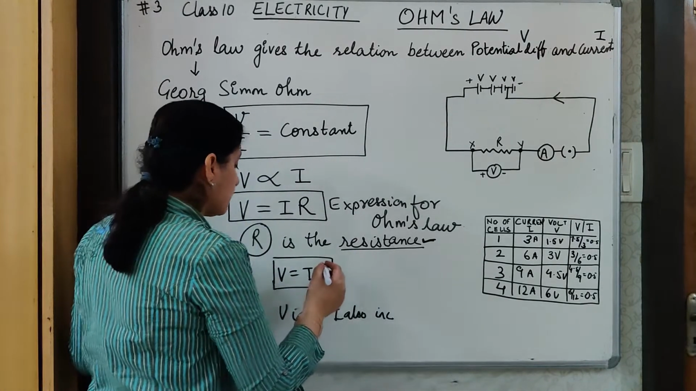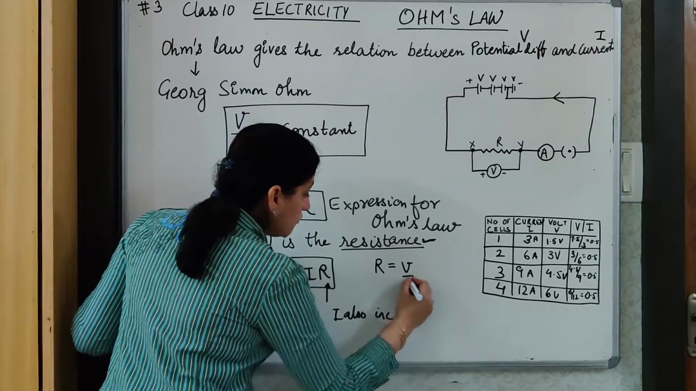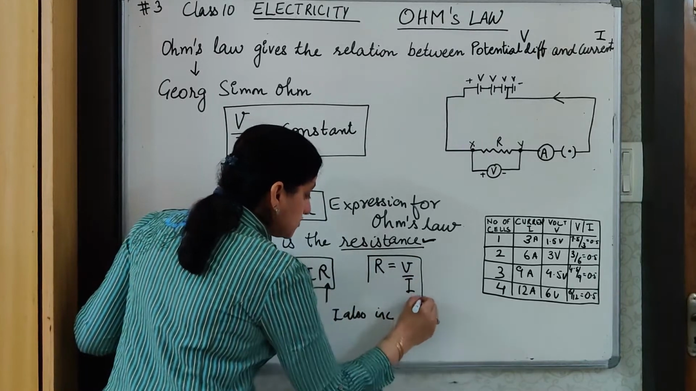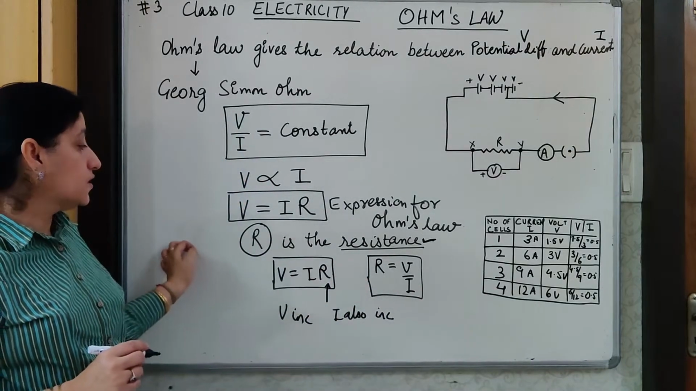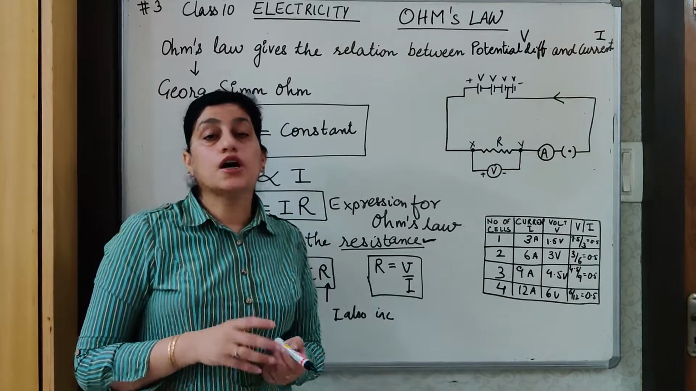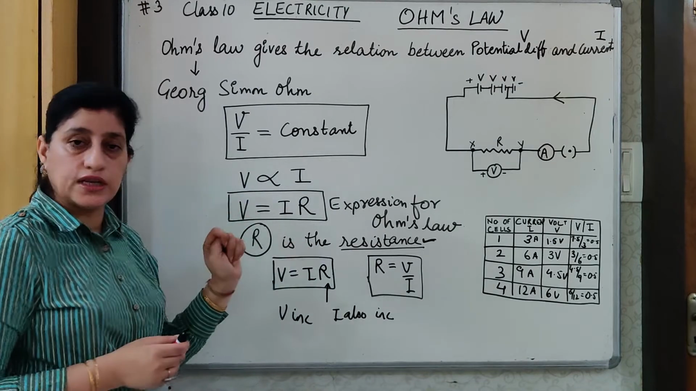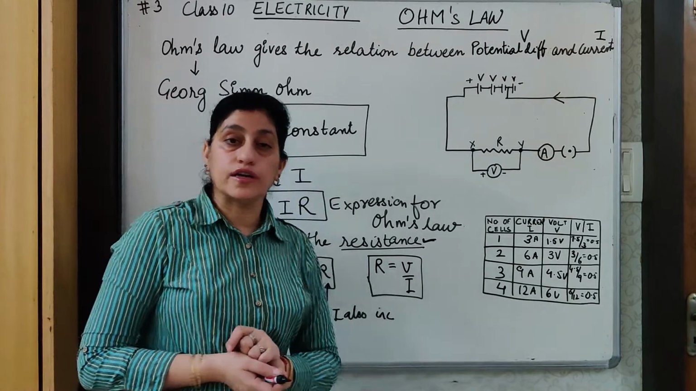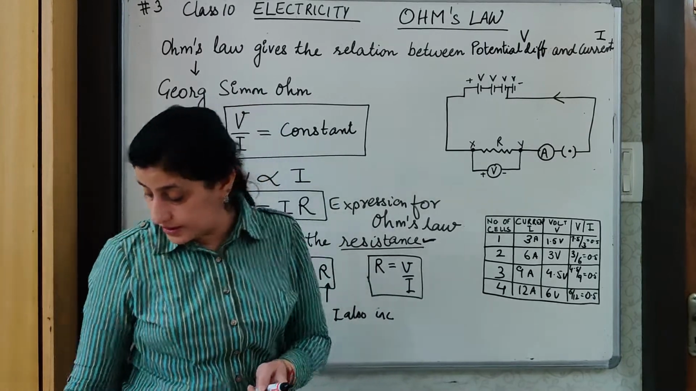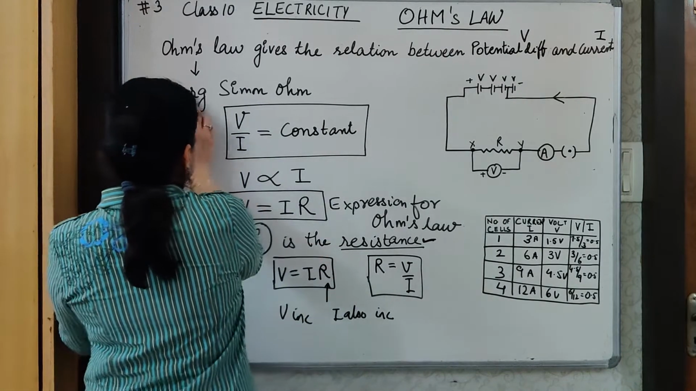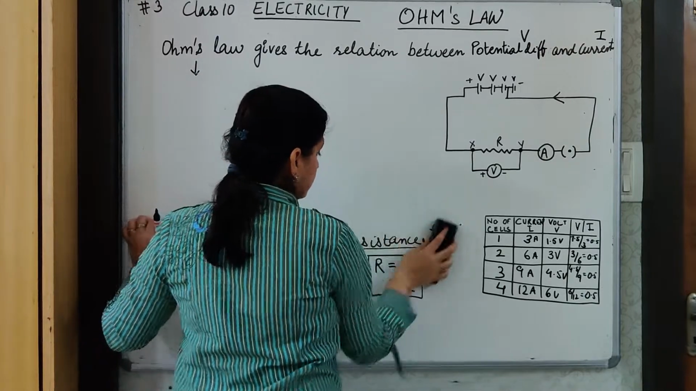Similarly, we have R is equal to V upon I. We can use this expression for finding out different numericals based on it. Now a new term has come here. We have already done the unit of potential difference and the unit of current. Now for the unit of resistance, we need this expression, V upon I is equal to R.